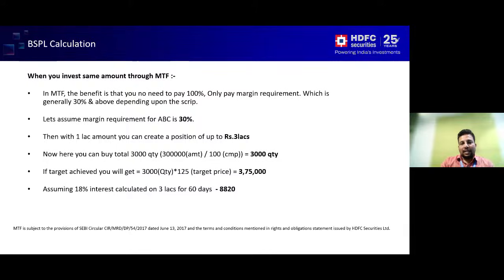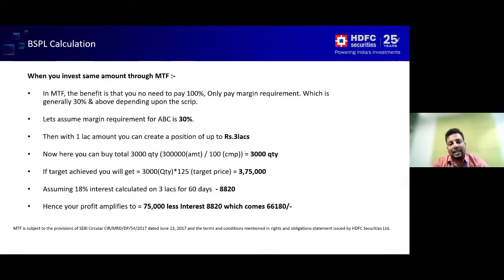Now, as it is an assumption, we are assuming 18% will be the interest. That also varies customer to customer as per his portfolio. So I'm giving you just an example. If he used the MTF for 2 months, 60 days, the interest charge will be 8820. So in this 18% calculation, the profit he has earned is 75,000 less interest, because we have taken borrowed money from the HDFC broker, so we are deducting that amount. Here a client gets a net profit of 66,180.